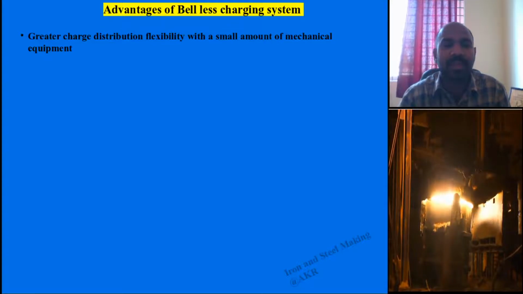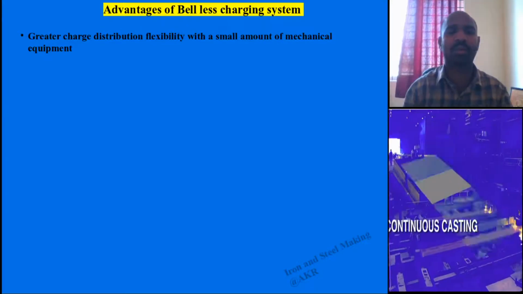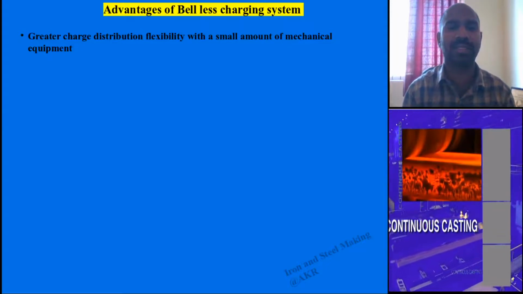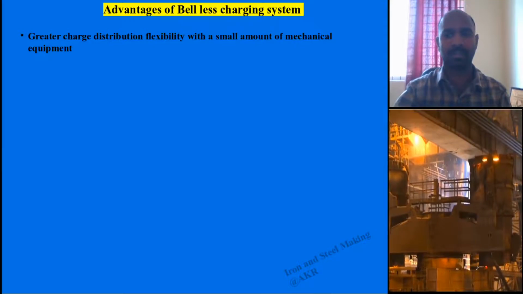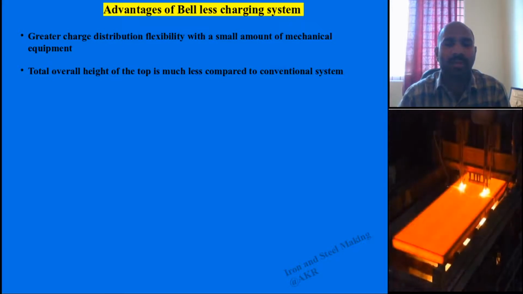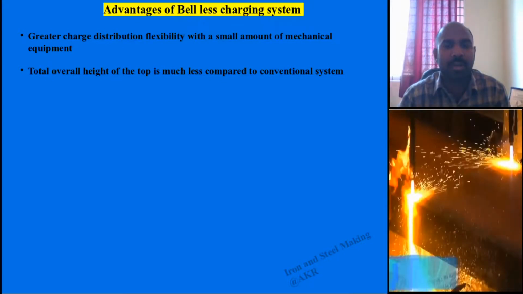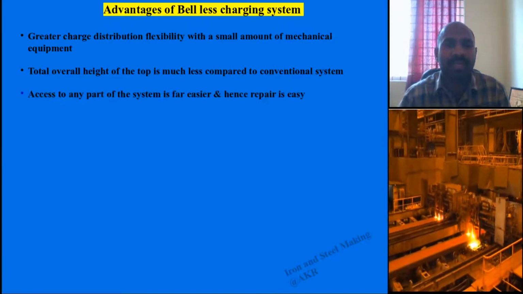What are the advantages? There is flexibility in the charge distribution: small amounts and large amounts can be fed separately, and at the end you can distribute and mix properly. The total height of the top arrangement in the blast furnace is less compared to the conventional system.